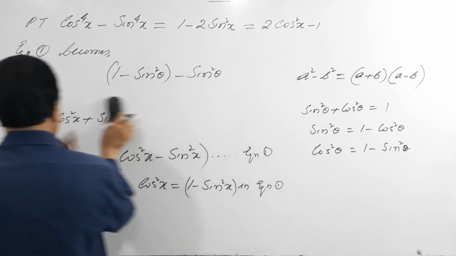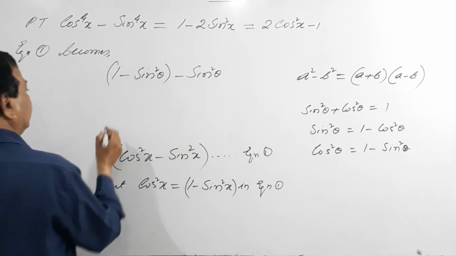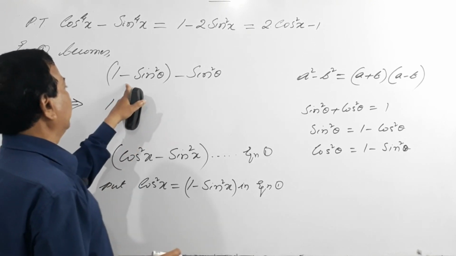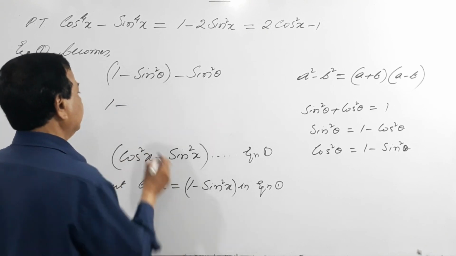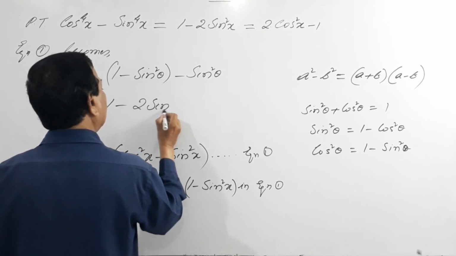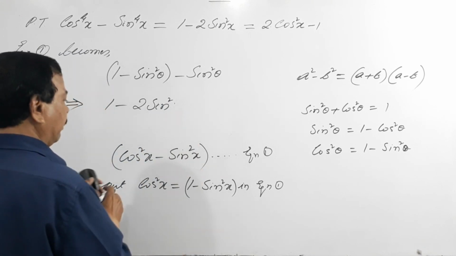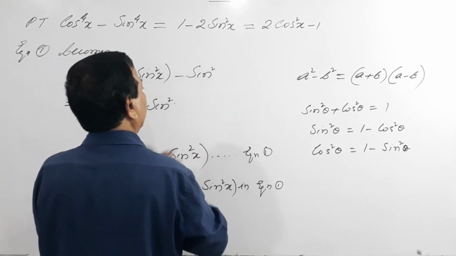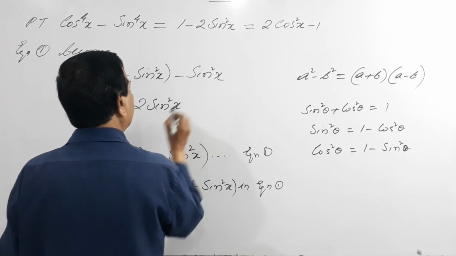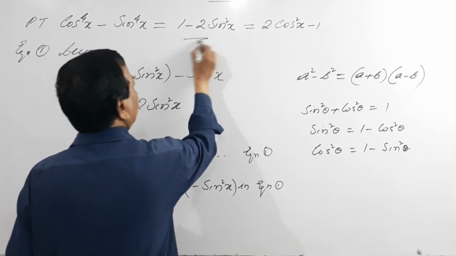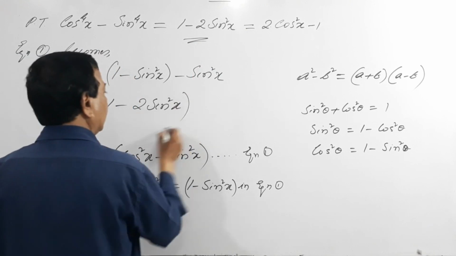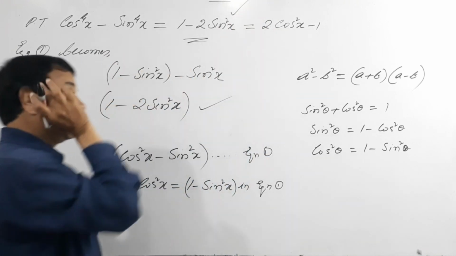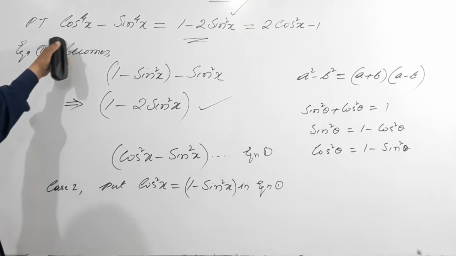तो इसको मिटा देंगे. तो क्या हो गया, this becomes 1 minus 1 sin square theta minus sin square theta becomes 2 sin square x. Sorry, I have written theta only because of this. So this is sin square x and sin square x. So what do you want? First case is proved. Done. First case is proved. This is proved. Okay.